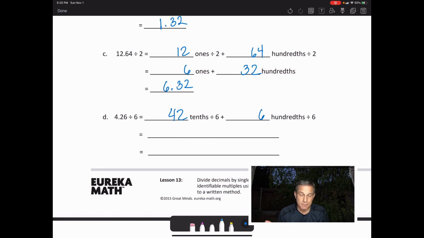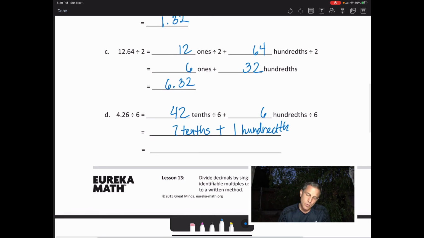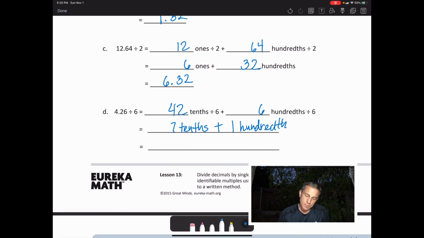And now we have basic facts. So 42 tenths divided by 6 would be 7 tenths plus, we have 6 hundredths divided by 6, which would be, I'm sorry, 1 hundredth. So that would be 1 hundredth. And then converting that into standard form would be 0 and 71 hundredths.